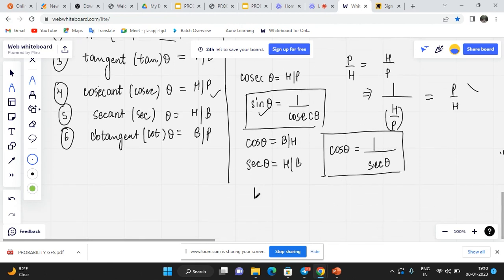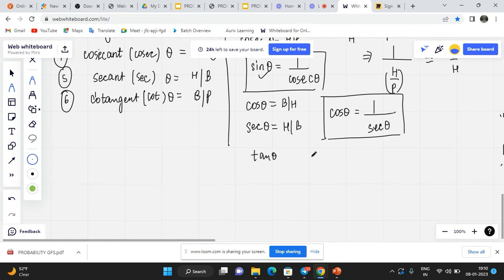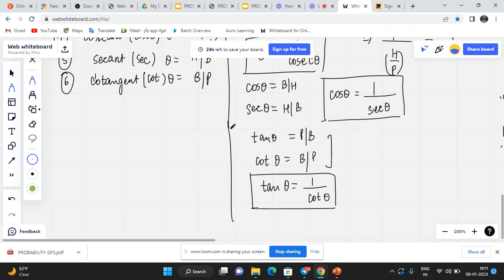And the third one is tan theta. You can see that tan theta was perpendicular upon base. And the sixth one, cot theta, is equal to base upon perpendicular. So from here also we can see that tan theta is equal to 1 by cot theta. So these three formulas you can learn.